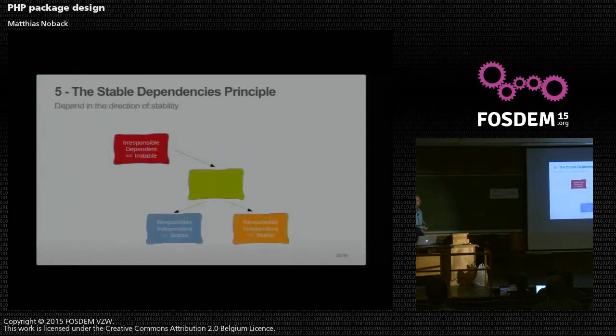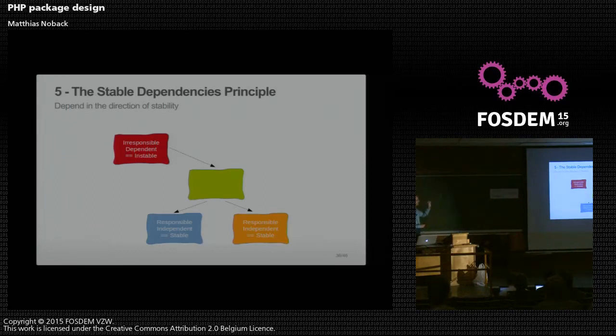The stable dependencies principle says that when you have labeled a package stable or unstable, or somewhat unstable or somewhat stable, you should draw a diagram of those packages and check if the direction of those arrows leads only to more stable packages. So depend in the direction of stability.